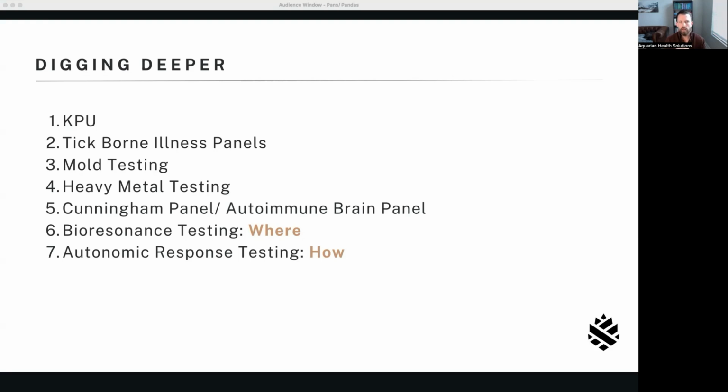So when we do functional lab panels, mold panels, heavy metal testing, it just tells us that's where it is. And it's either showing up in the urine, in the stool, or in the blood, but it doesn't really tell us where things are. So that's why we use the bioresonance testing to figure out exactly where that stuff is, down to the DNA level. And then we use autonomic response testing to really fully customize and tailor our treatment programs.